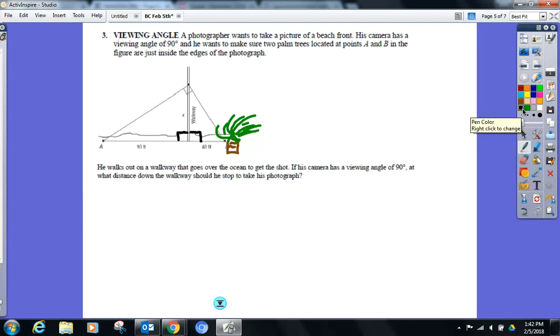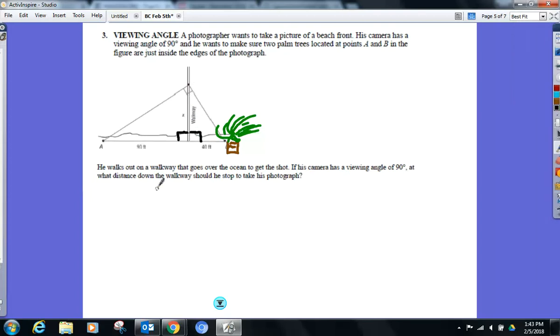So he's going to walk out onto the walkway so he can get this 90-degree angle. So how far does he have to walk out onto the walkway to get that 90-degree angle? What's the walkway another name for? The altitude, right? So automatically I'm like, all right, you want me to find the altitude? I'm going to use HILLS here. Yep.